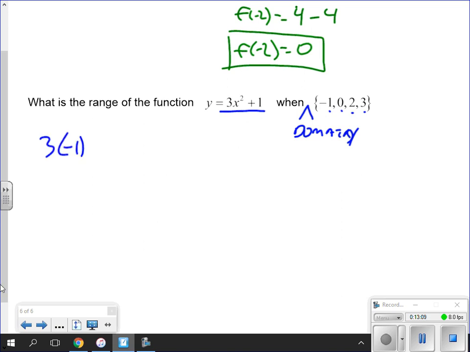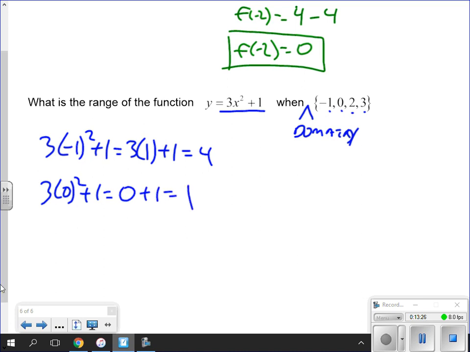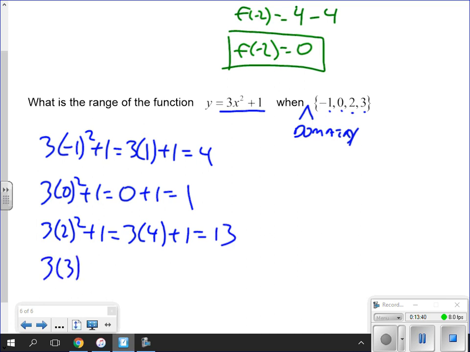So I have 3 times -1 squared plus 1, which is 3 times 1 plus 1, which is 4. And then I do it with 0. 3 times 0 squared plus 1 is 0 plus 1, which is 1. And then I plug in 2. 3 times 2 squared plus 1 is 3 times 4 plus 1, which is 12 plus 1. That gives me 13. And then 3 times 3 squared plus 1 is 3 times 9 plus 1. That's 3 times 9 is 27 plus 1 is 28.